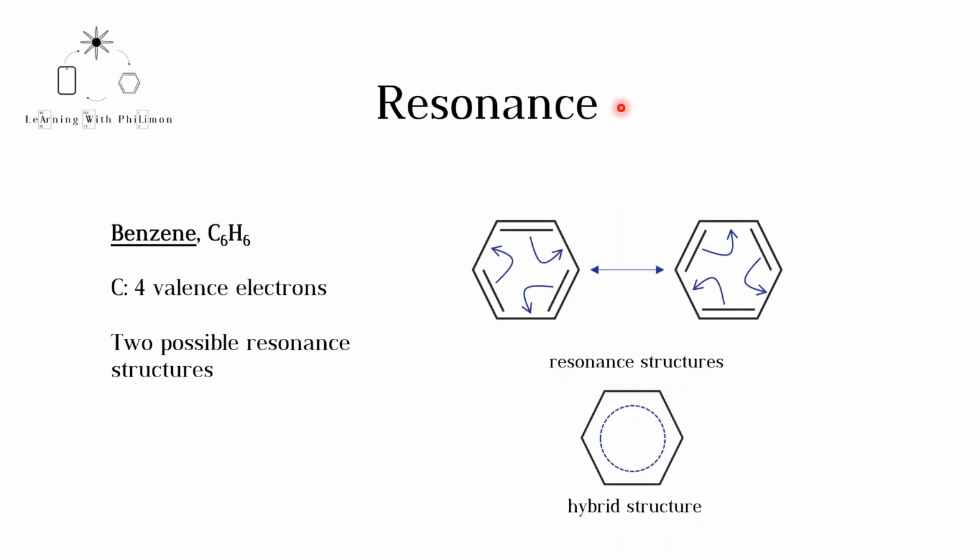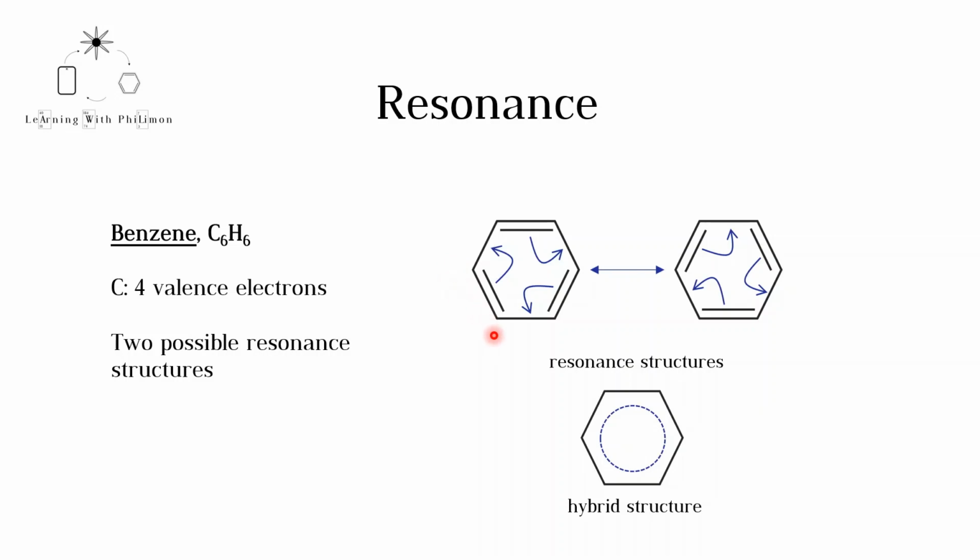Benzene, C6H6, is another molecule that displays resonance. Carbon has 4 valence electrons. The 6 carbon atoms are arranged in a ring, forming a double bond with one carbon atom, a single bond with another carbon atom, and a single bond with a hydrogen atom. Note that the hydrogen atoms are not shown in this skeletal diagram.